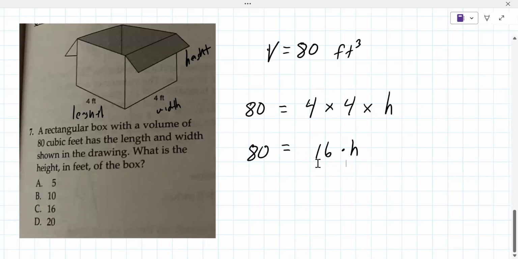What number is multiplying h? 16. Okay, so you divide by the number that you're multiplying by. So what number should you multiply by or divide by? 16. Yes.